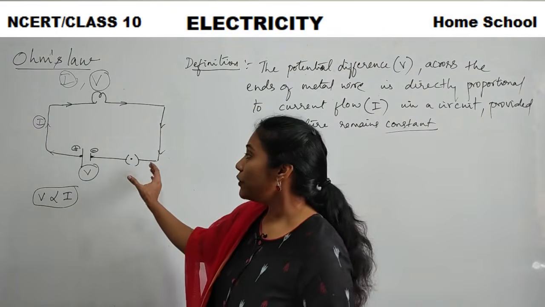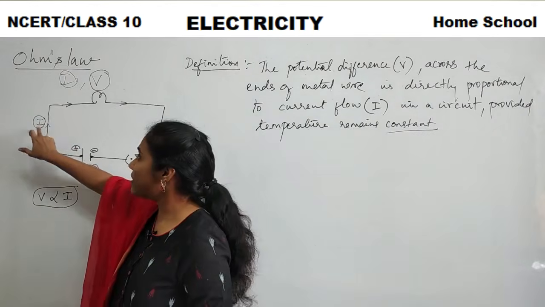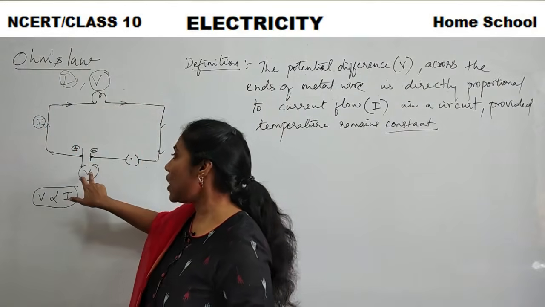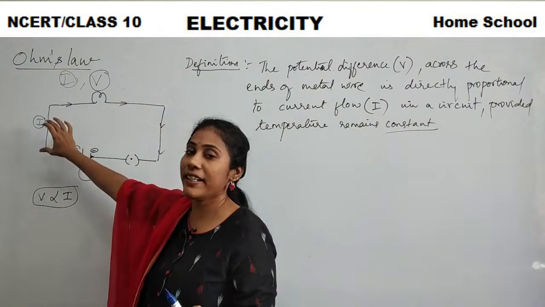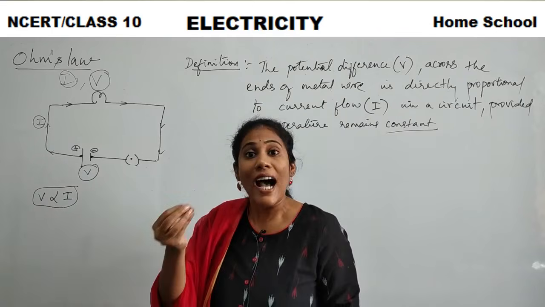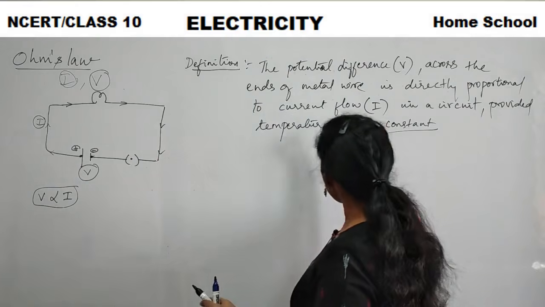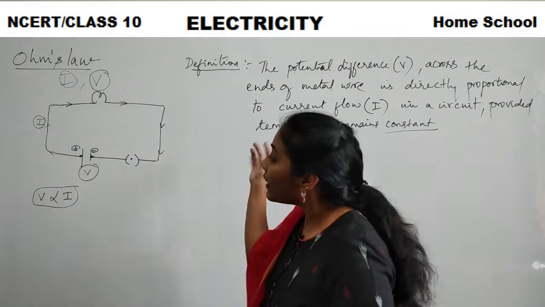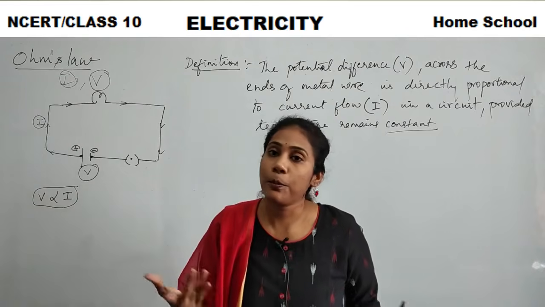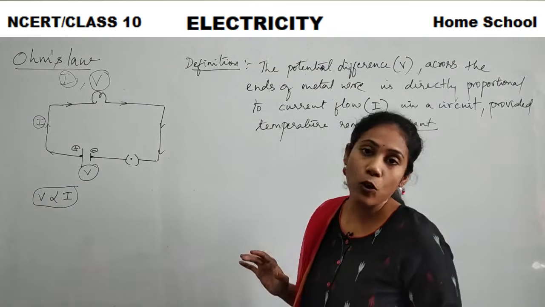Because if you change the temperature, there would be changes in the current flow. Now our current does not only depend on voltage, it also depends on temperature if you change it. So as long as you keep the temperature constant, then only you can say our potential difference is directly proportional to I. Okay, so this is your definition for Ohm's law.